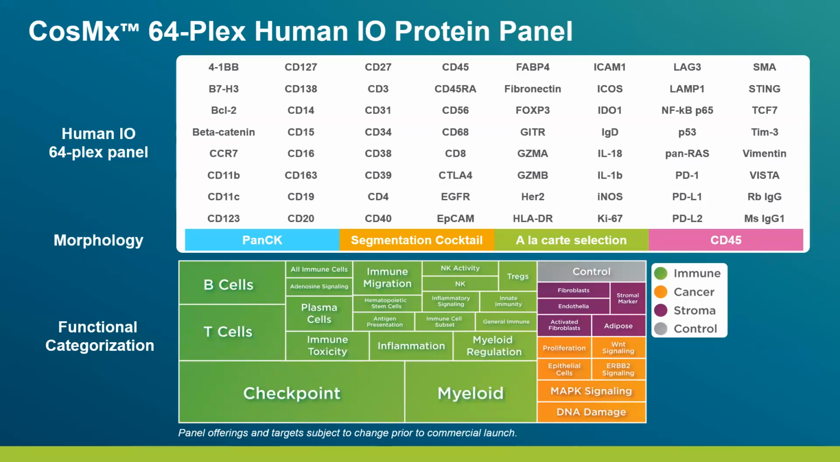So as you can imagine, a lot of content within the immune, the cancer, the stroma content. Each one of these has been functionally validated and works together in a really highly multiplexed fashion as well. And here, this morphology line shows you some of these different segmentation cocktails and morphology markers you can use in studying immuno-oncology as well.